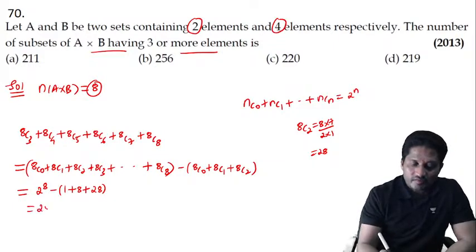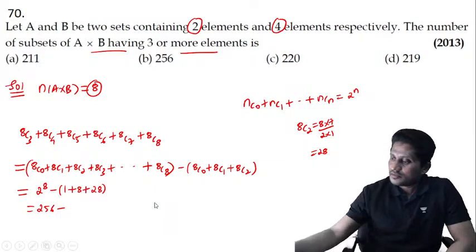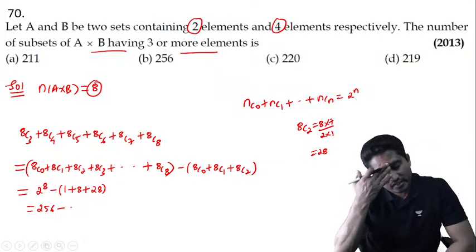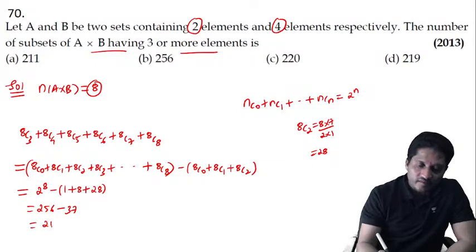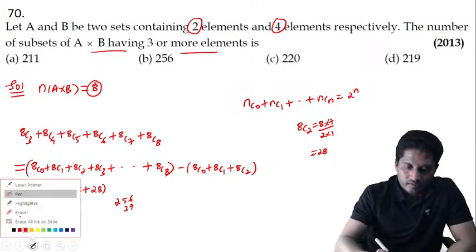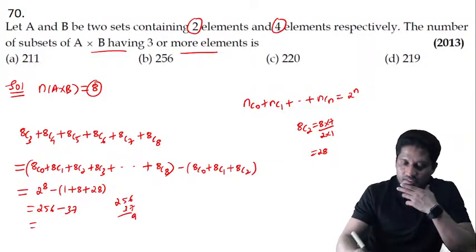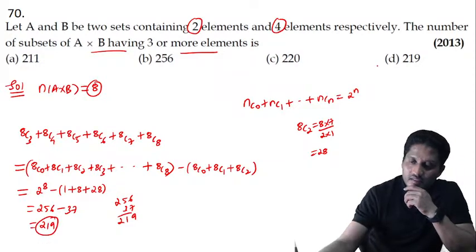2 power 8 is 256 minus, right? If you add this, you will get 28 plus 8, 36 plus 1, 37. So 256 minus 37 will be equal to 219. Sorry, you get 219. Answer option D.